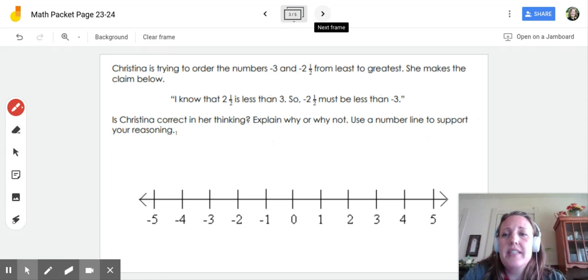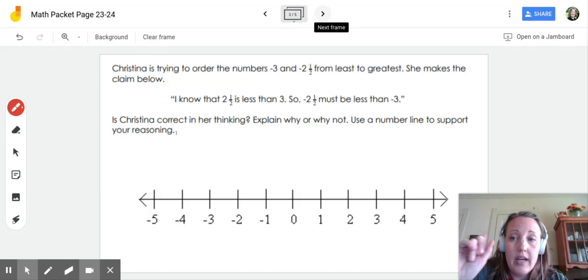The next question says, Christine is trying to order the numbers -3 and -2.5 from least to greatest. She says, I know that 2.5 is less than 3. I agree with you, Christine. So -2.5 must be less than -3. Okay, that's where she's wrong, right?